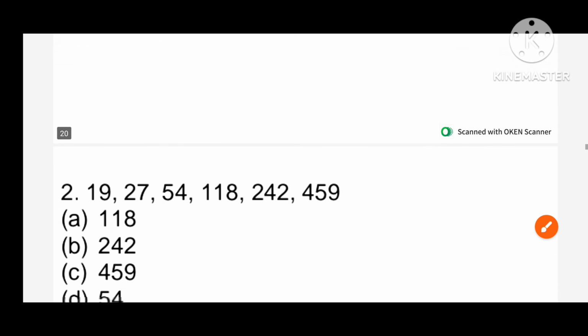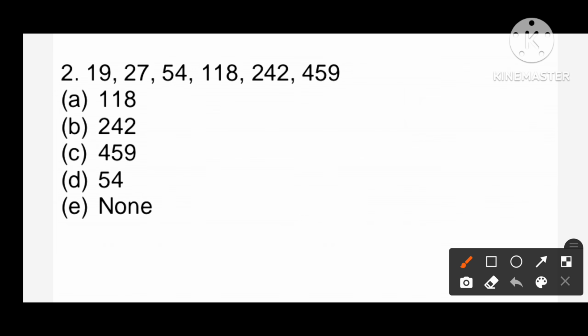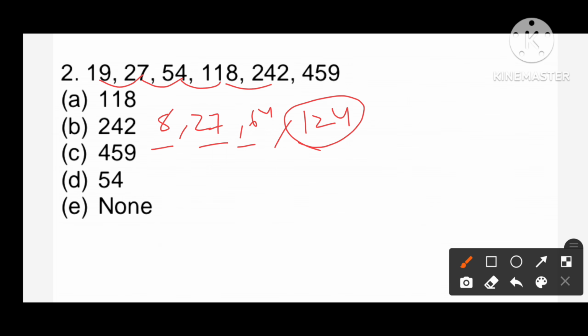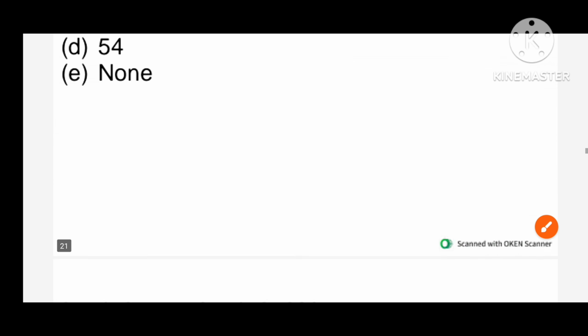Next question number 2. Here the difference between these two is 8. Difference between these two is 27. Difference between these two is 64. Okay, these are the cube values. Next one, here the difference between these two is 4 to 1. It must be 125, not 124. So this is our wrong number. So option B is the wrong one. Next question number 3.